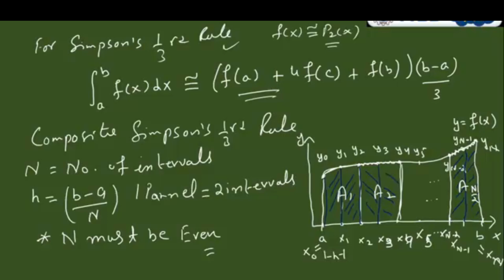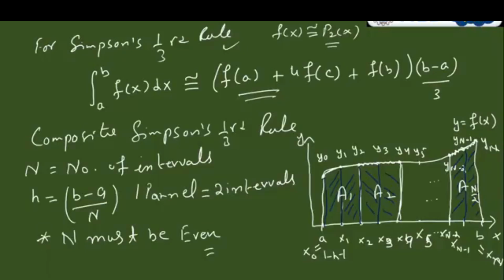So n must be even. That's the main point, student. This is the key crunch. If you do not do that, it will cause a problem. Okay, so I have to apply this general rule of Simpson one-third in each panel.